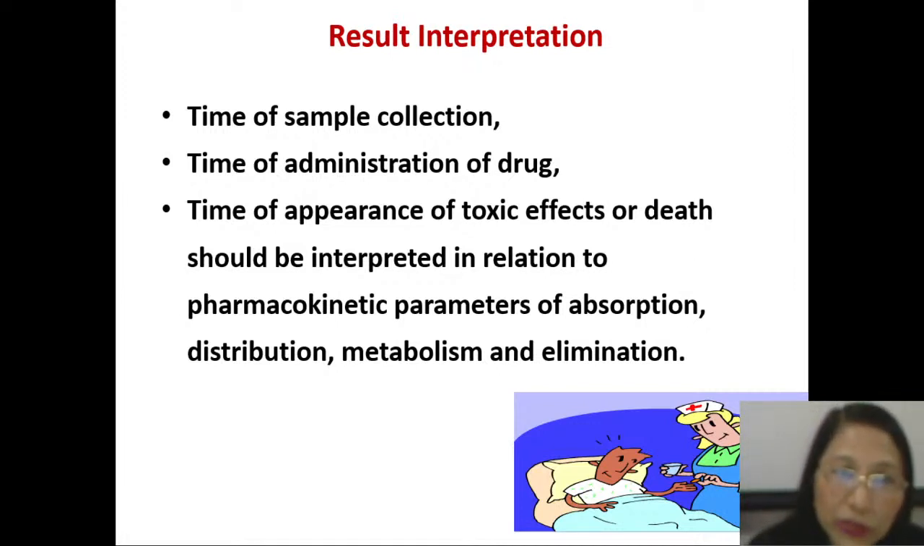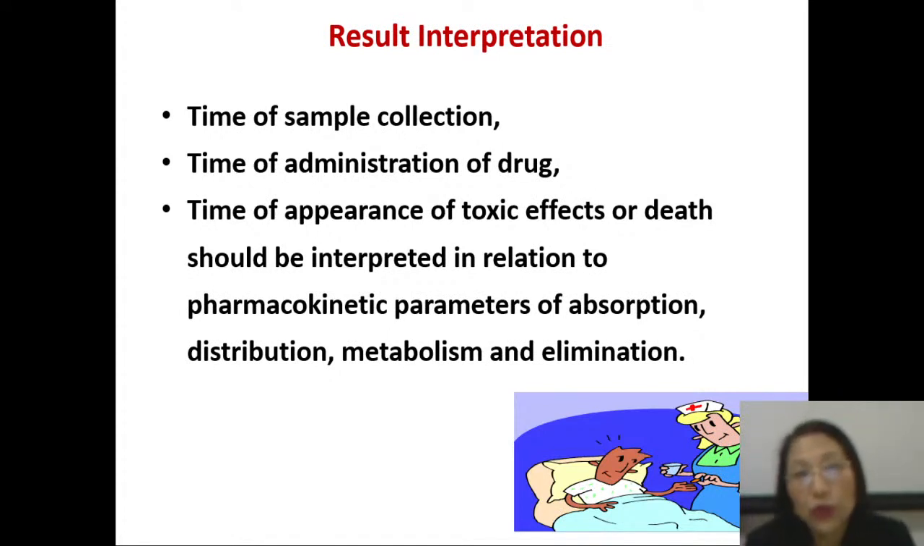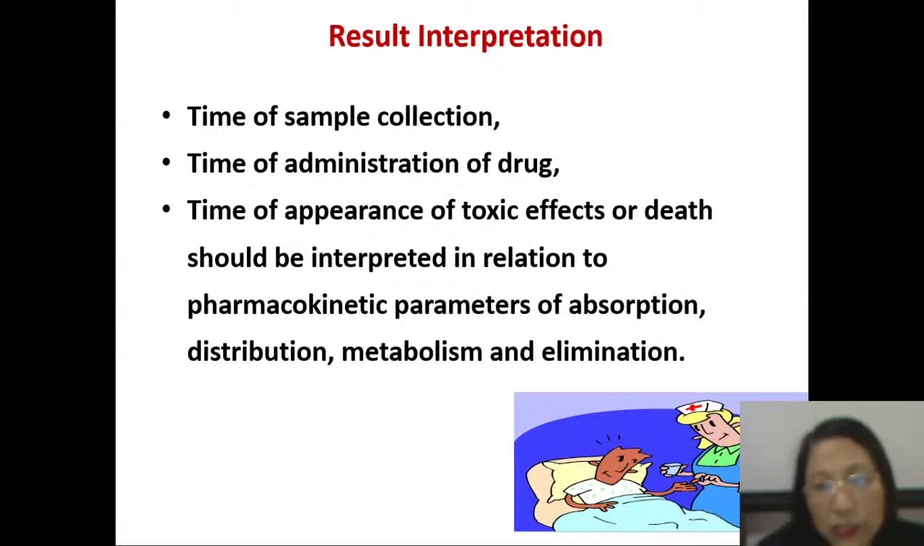Time of administration of the drug. Normally we take the trough sample, just before the next dose. If you take the sample after the administration of the drug, then it can be a peak sample also. So you have to take into consideration the time of administration of the drug. Time of appearance of toxic effects or death should be interpreted in relation to pharmacokinetic parameters of absorption, distribution, metabolism, and elimination. So if there is a toxic effect or death because of toxicity of a drug, then all these points should be taken into consideration. That is the pharmacokinetic parameters of absorption, distribution, metabolism, and elimination.